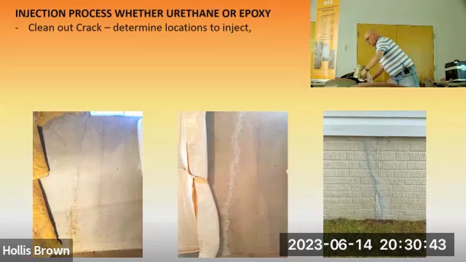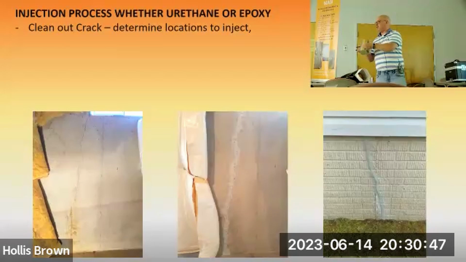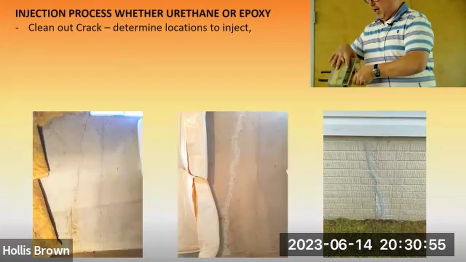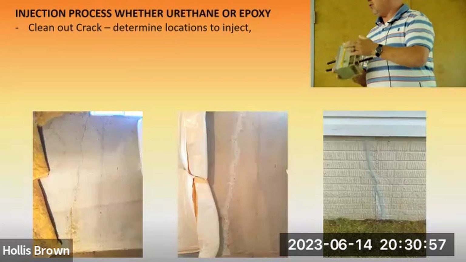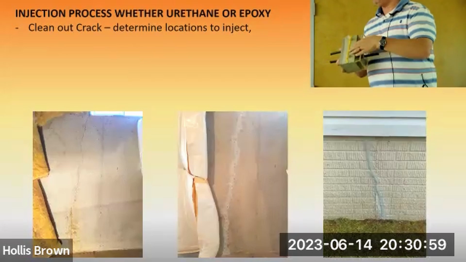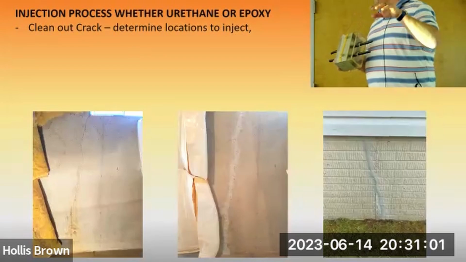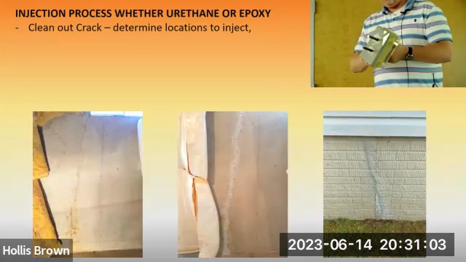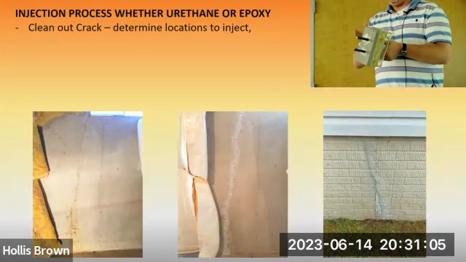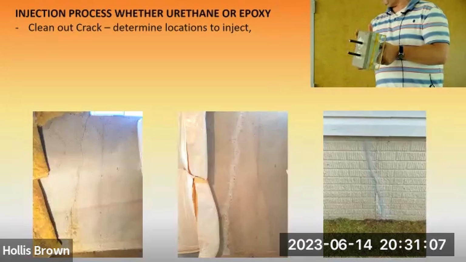And then I attach the ports to the wall. These plastic ports stay in place, and they're just glued onto the wall with epoxy. And then you seal over the base of them and the crack itself with 2-part hard epoxy. That's a surface seal. It's not the same material that you would inject.